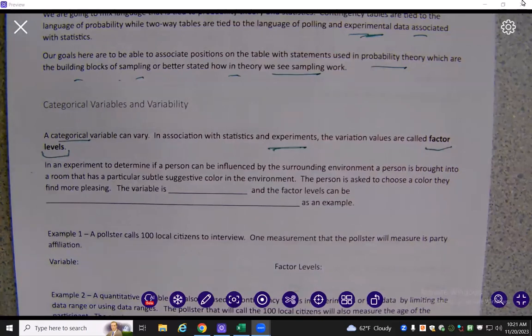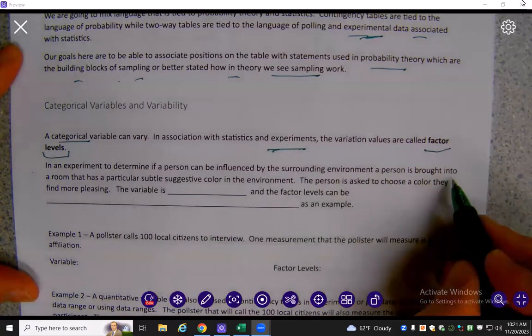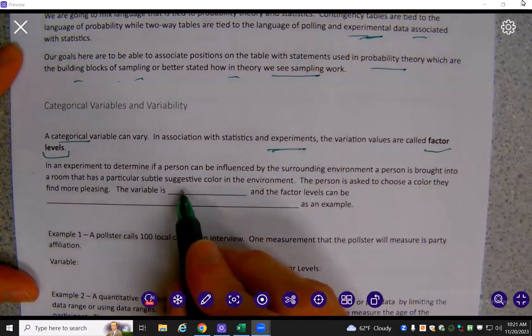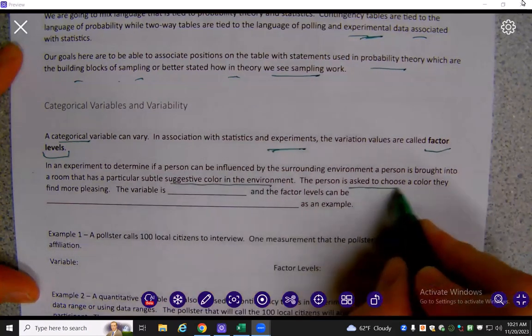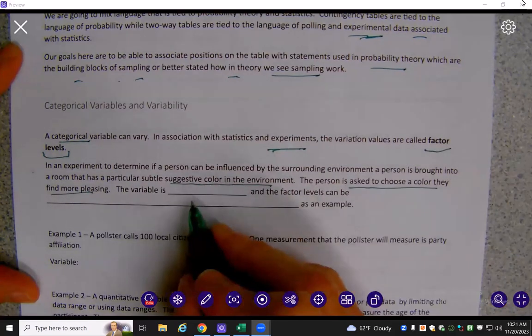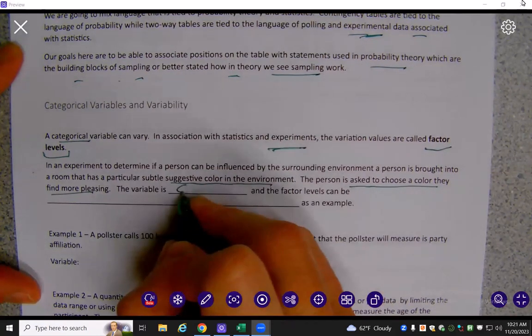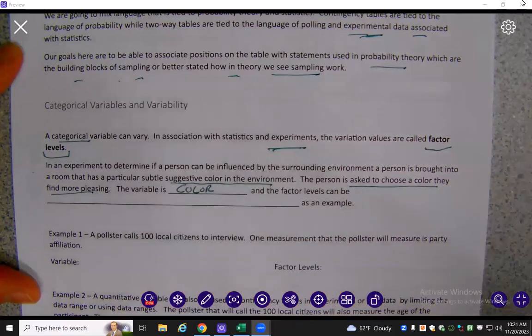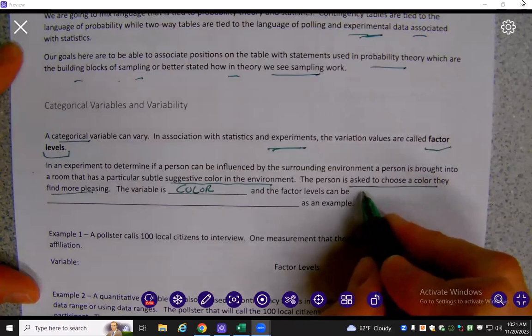In an experiment to determine if a person can be influenced by the surrounding environment, a person is brought into a room that has a particular subtle suggestive color in the environment. The person is asked to choose a color they find more pleasing. Notice in this case, what is the variable? Color. Color is your variable. What could be a factor level? A variation within the general topic of color.